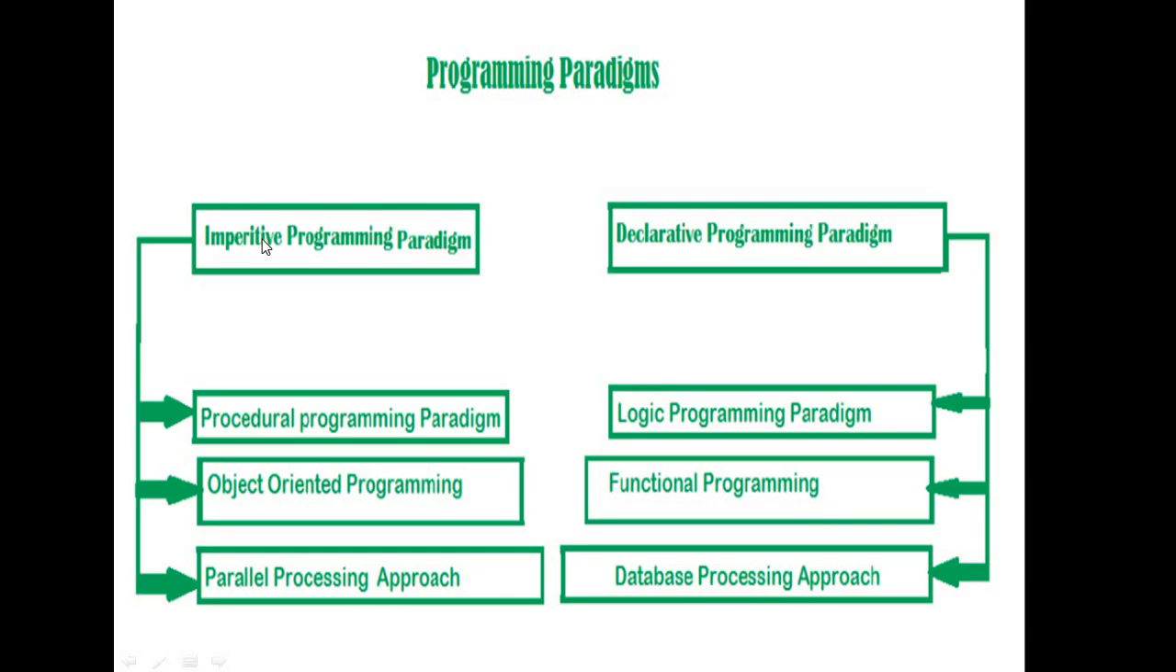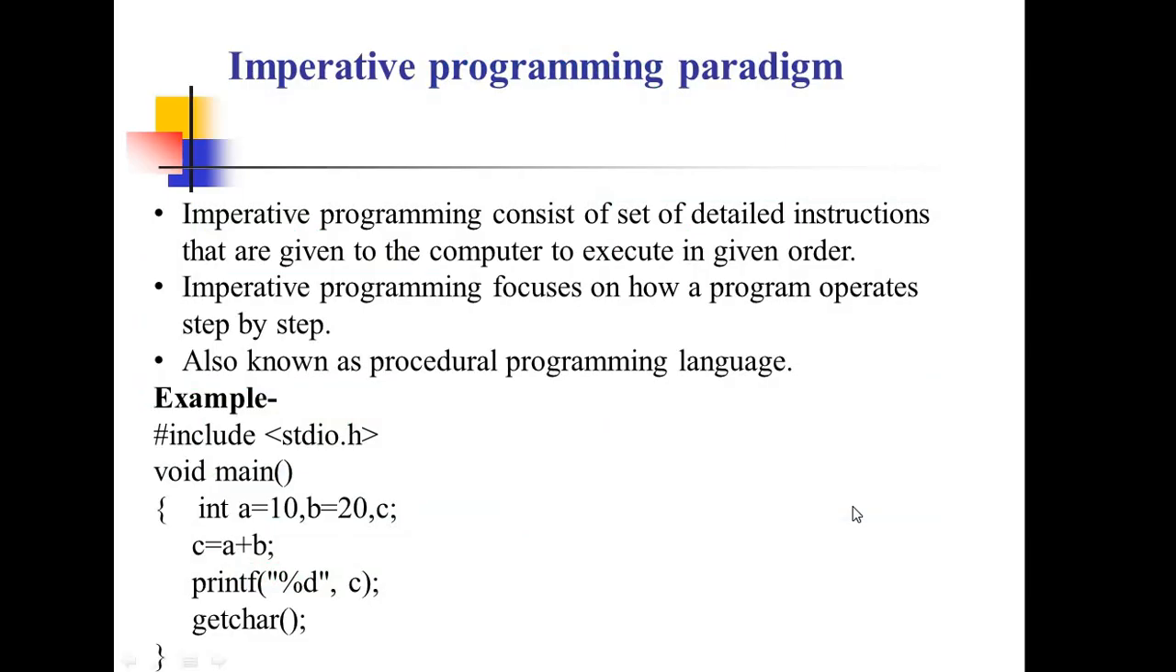Programming paradigms are divided into two types. First one is imperative programming paradigms and second one is declarative programming paradigms. In imperative programming paradigms, there are three types. First one is procedural programming paradigm, second object oriented programming, and third one is parallel processing. In declarative programming paradigms, there are three types: logic programming paradigms, functional programming, and database processing approach. In this lecture, we will learn about imperative programming paradigms.